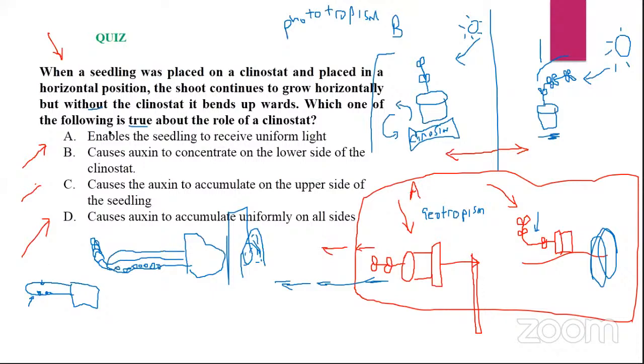Now A was saying it enables the seedling to receive uniform light. Okay, now when you place this potted plant on a horizontal surface, it's not going to enable the seedling to receive uniform light. You remember the plant is being bent, and the question is coming from this background.